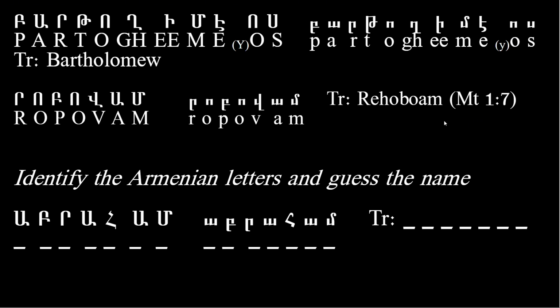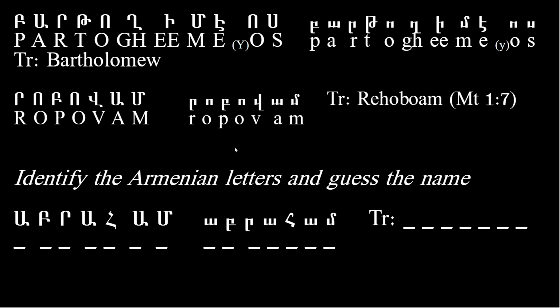Now one thing about pronunciation in Armenian, especially names, most of the time the accent is going to be on the last vowel. For example, Bartholomew would be Bartholomeos or Ropovam. I will repeat this later on and possibly in future videos. Now one thing to notice here, before we identify the Armenian letters in the following name. So now with that, let us identify the Armenian letters and guess this following name.